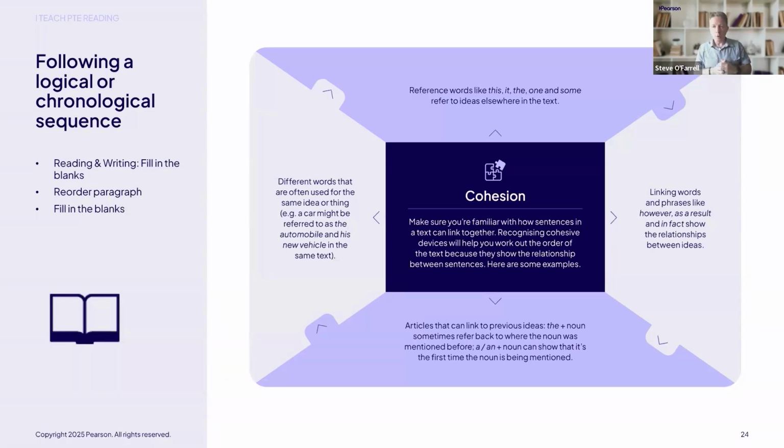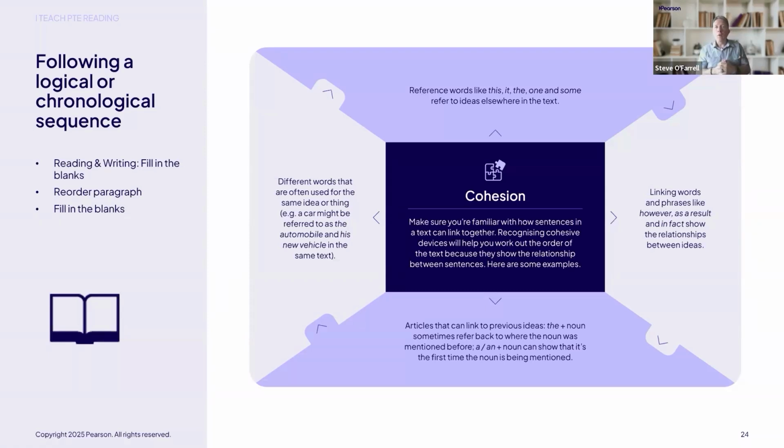For example, reordering paragraph, it can be very useful. On the top, we have reference words like this, it, the, one, some. So they all tend to refer to other ideas in the text. On the left, different words that are often used for the same idea or thing. So a car might be referred to as the automobile. So you might have: his new automobile had a big steering wheel and 4 shiny tires. I'll come back to that one later.